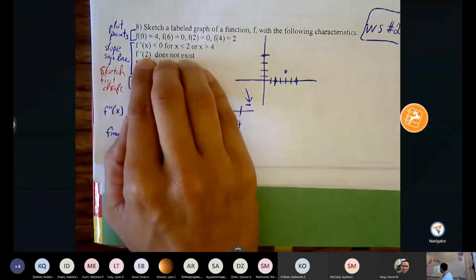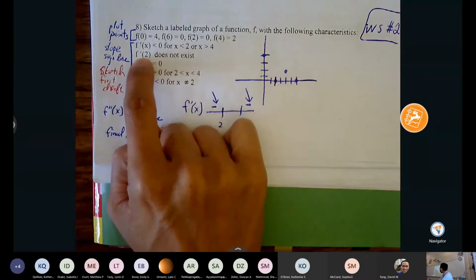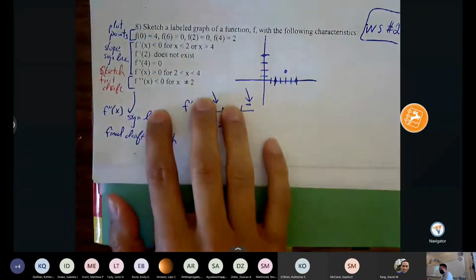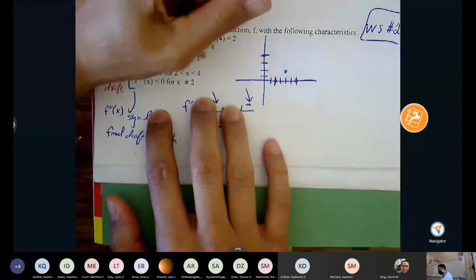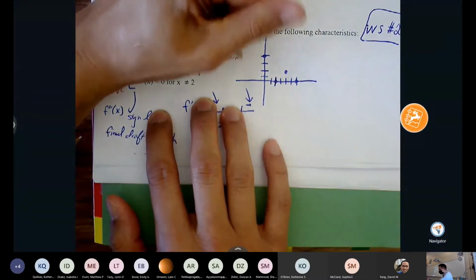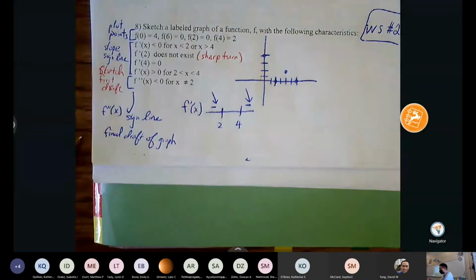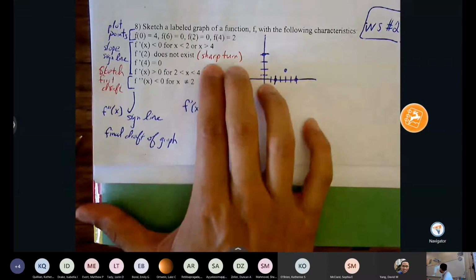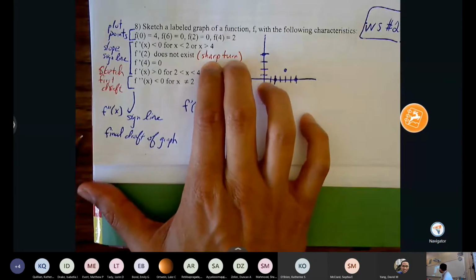Okay, f prime of 2 doesn't exist. Can you say this a different way? f prime of 2 is undefined, a vertical asymptote. Okay, yeah, that's a possibility. What's another way of saying this? Yeah, so good. Slope doesn't exist. I'm going to think of it as a sharp turn. Now, if you want to make it a vertical asymptote, that works. I just find it a little bit easier to do a sharp turn, so you don't have to worry about a lot of other features of the graph, but it wouldn't be wrong if you did vertical asymptote.